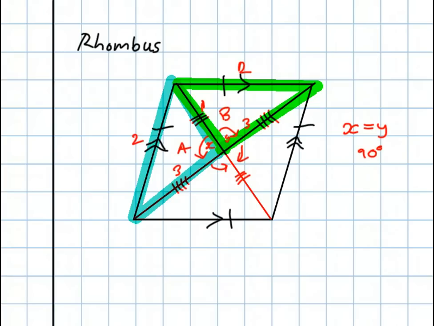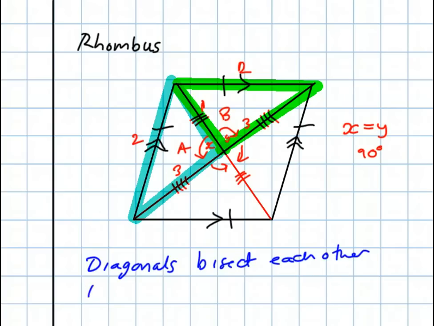So therefore, we have these features that diagonals bisect each other, as with any parallelogram, and they do so at 90 degrees. Diagonals bisect at 90 degrees, that is, they are perpendicular.